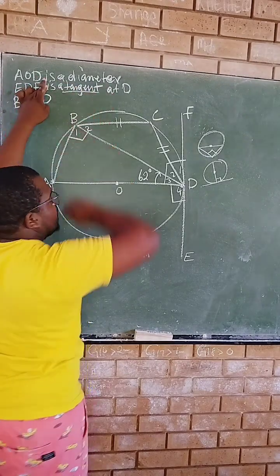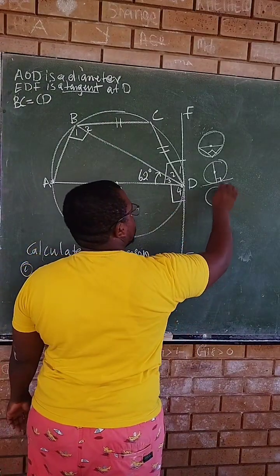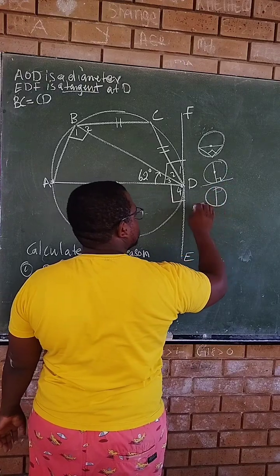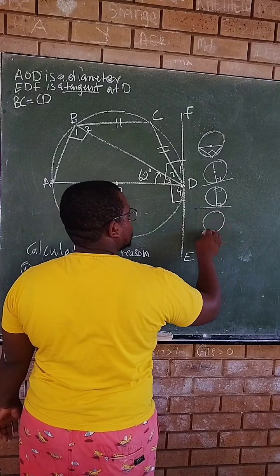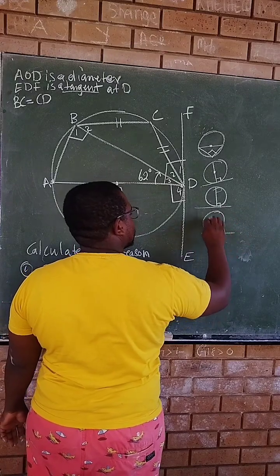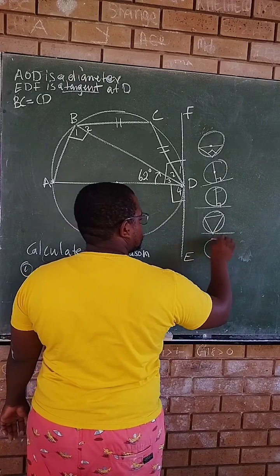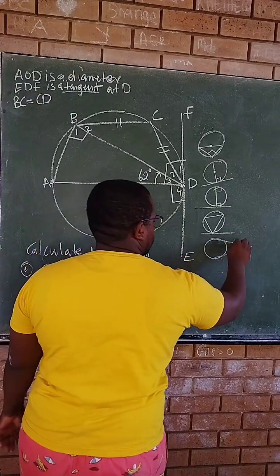Is a tangent. There are three theorems we know about tangent. Number one, we have tangent perpendicular to the diameter, which is equal to 90 degrees. The other one is the tan chord theorem, right? And the other one is tangents from the same point, so they are equal, okay?